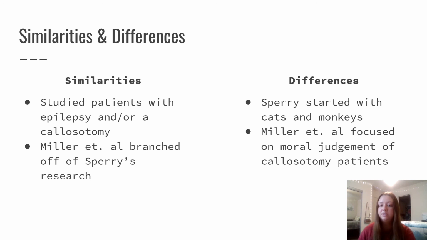As for differences, Sperry started out with cats and monkeys before he moved on to humans. Miller started with humans because they didn't need all that extra stuff, and all that was done back in the 60s. And then another difference is Miller et al. focused on moral judgments specifically in callosotomy patients.